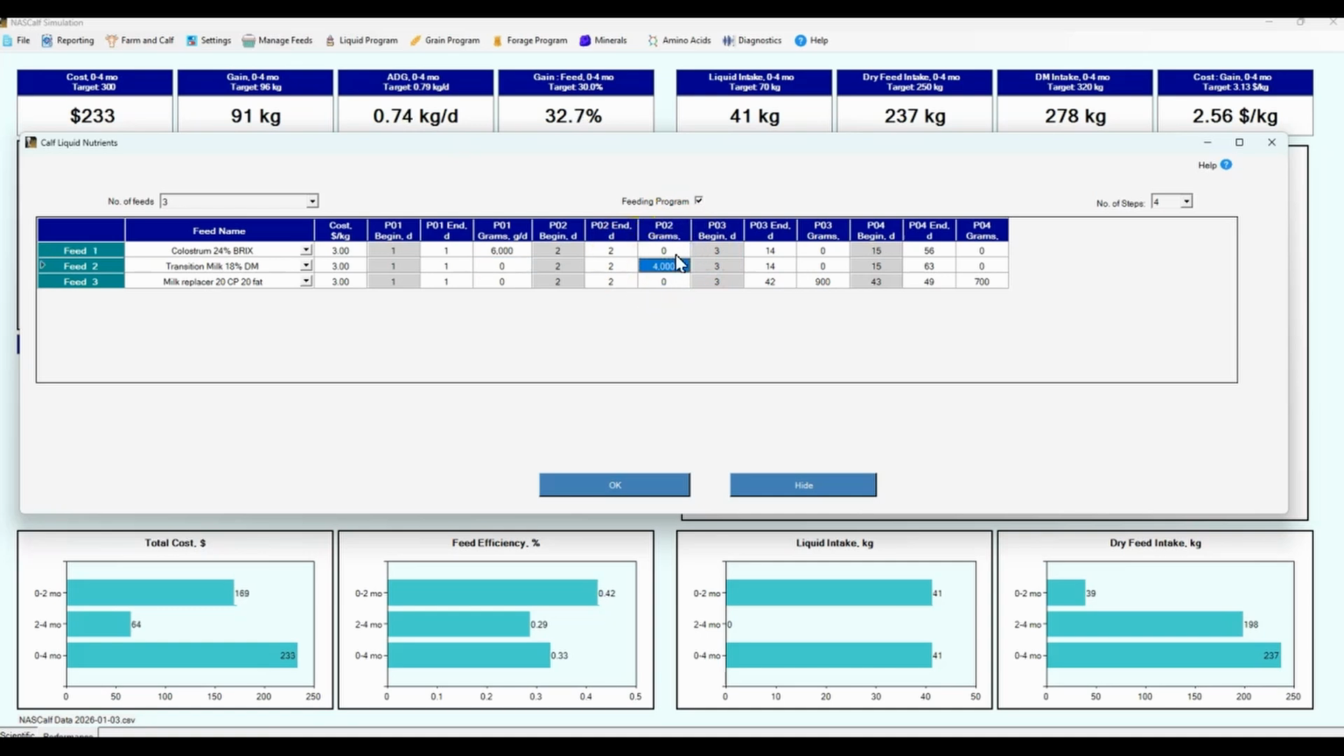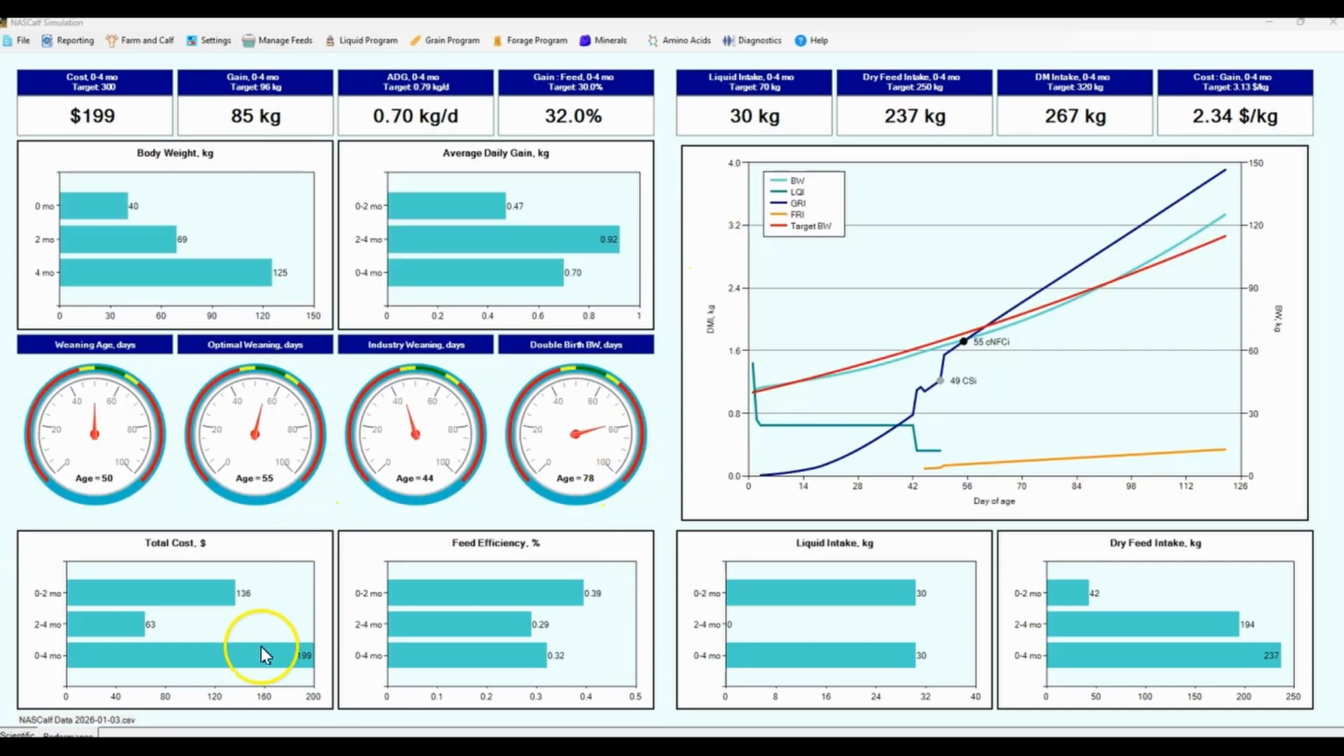Beginning on day 3, we introduce milk replacer. From day 3 through day 42, calves receive 680 grams of milk replacer powder per day. The program automatically calculates the start of period 4 as day 43. From day 43 through day 49, we reduce the milk replacer to 340 grams per day. This creates a simple early weaning program with calves fully weaned at 7 weeks of age.